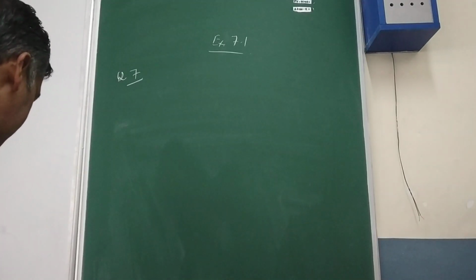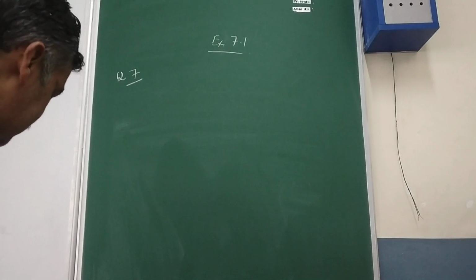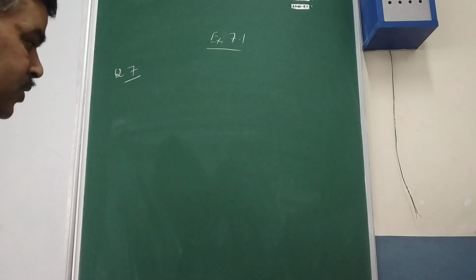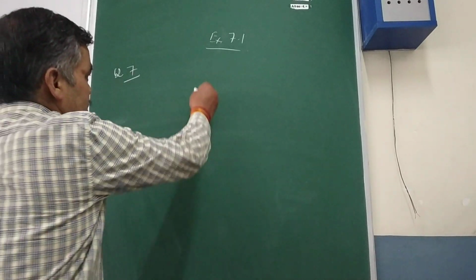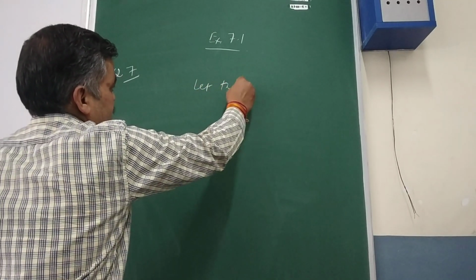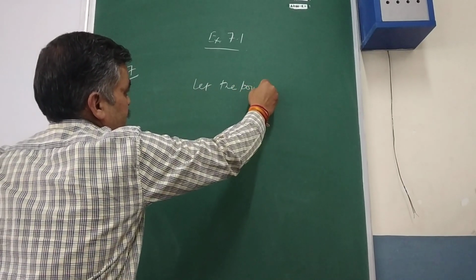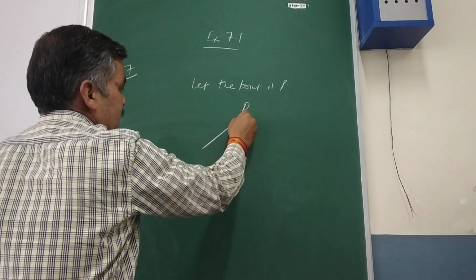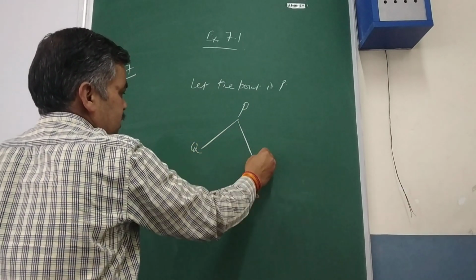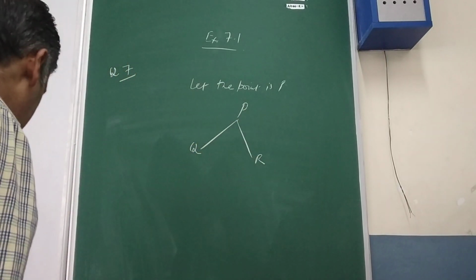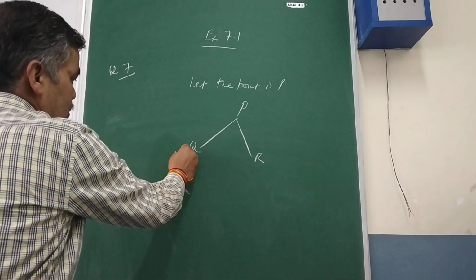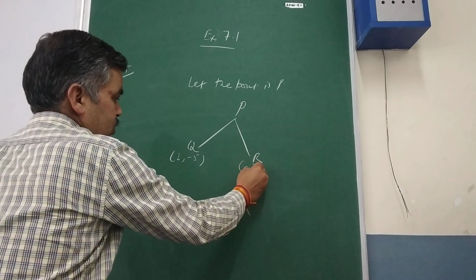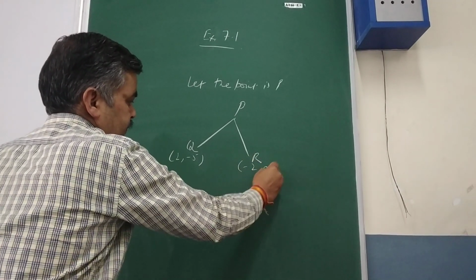Now you see, find the point on the x-axis which is equidistant from (2, -5) and (-2, 9). So let the point be P. And suppose I am writing Q and R for the other two points, whose coordinates are given to you: that is (2, -5) and (-2, 9).